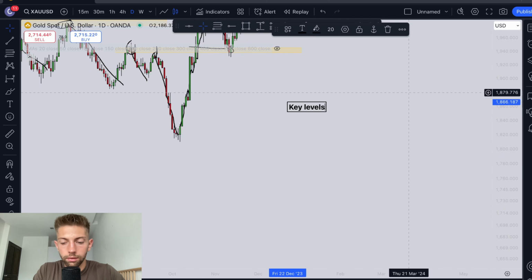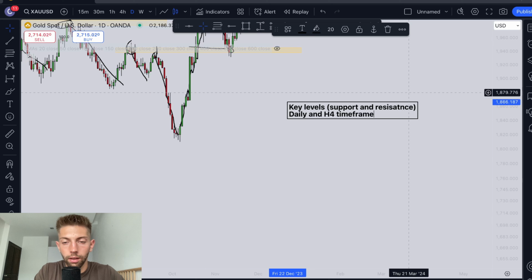Key levels of support and resistance, on the daily and H4 time frame, and it's going to be based on the reactions price is giving me.